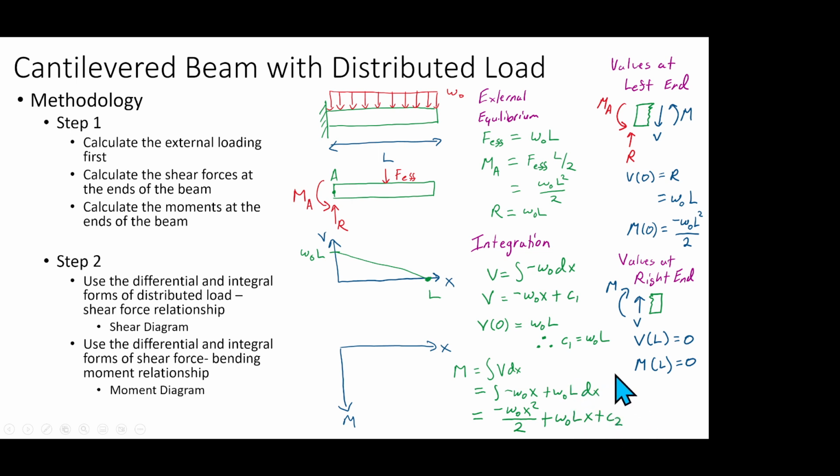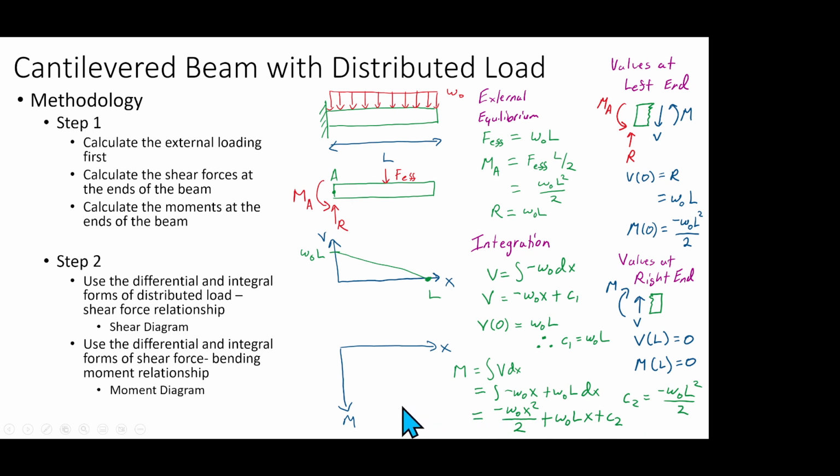What do we do to figure out this constant? Well, we again choose a boundary condition. So let's go with the moment at 0. What is it equal to? Well, we calculated it out as minus W naught L squared over 2. The other terms are going to be 0 when I plug in 0. So what does C2 need to be? It needs to be this minus W naught L squared over 2. So that's what you have here. C2 is minus W naught L squared over 2.